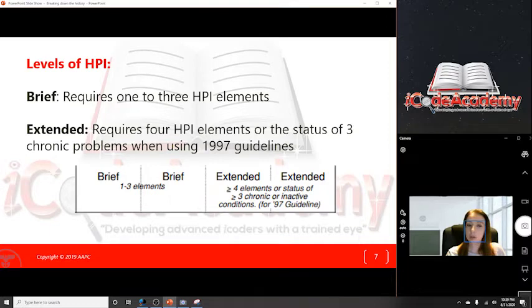So again, if we're using 1997 Evaluation and Management Guidelines, you can use the 4 HPI elements or the status of 3 chronic problems. So what would the status of 3 chronic problems look like? Let's go back to that diabetic patient. Say you're coming in for a follow-up. You've got diabetes, which is a chronic problem, hypertension, and you're also following up on your asthma. So right there, addressing those 3 problems and having some HPI elements on those 3 chronic problems is going to qualify the provider and support an extended level of HPI for coding purposes.